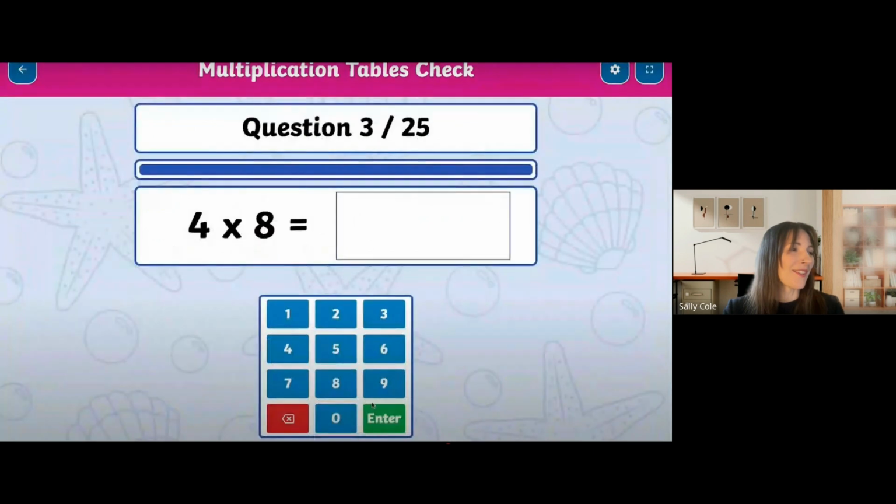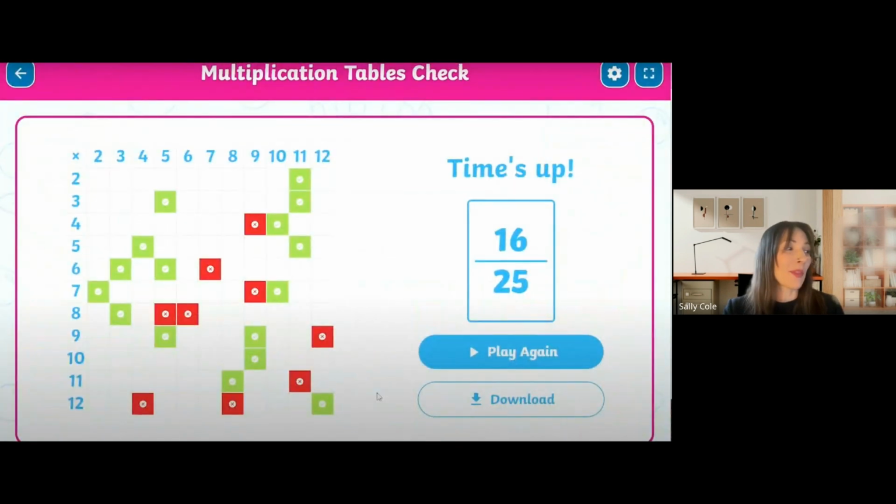And we also generate these lovely, I'm just trying to get back to it. Just pause in a second. And we've also got the heat map that shows the child how well they're doing and which times tables they need to work on.